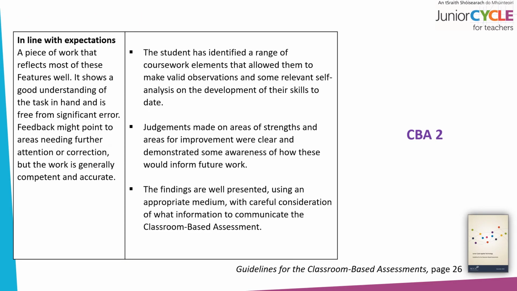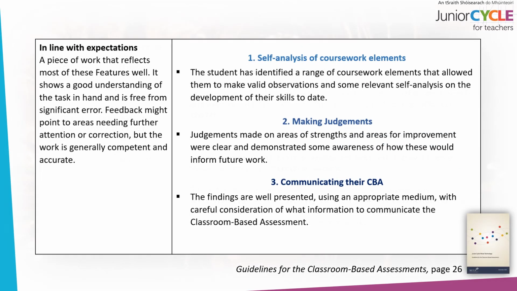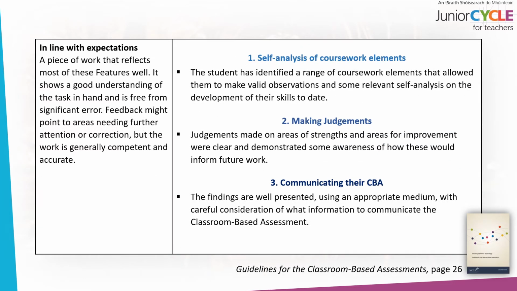As mentioned earlier, the three areas of activity carried out by students for CBA 2 are 1. Self-analysis of coursework elements, 2. Making judgments, and 3. Communicating their classroom-based assessment. These areas of activity align with the features of quality as seen now. We can see clearly how the three areas of activity for CBA 2 align with the features of quality for the level descriptor of in line with expectations shown.